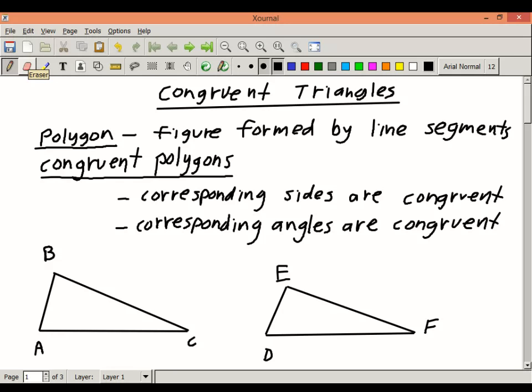So 2 things about congruent polygons that we need to know. First of all, corresponding sides are congruent and corresponding angles are congruent. Well, what do we mean by corresponding sides and corresponding angles? Well, those would be the angles and sides which would fall on top of each other if you put one figure on top of the other. They would line up.